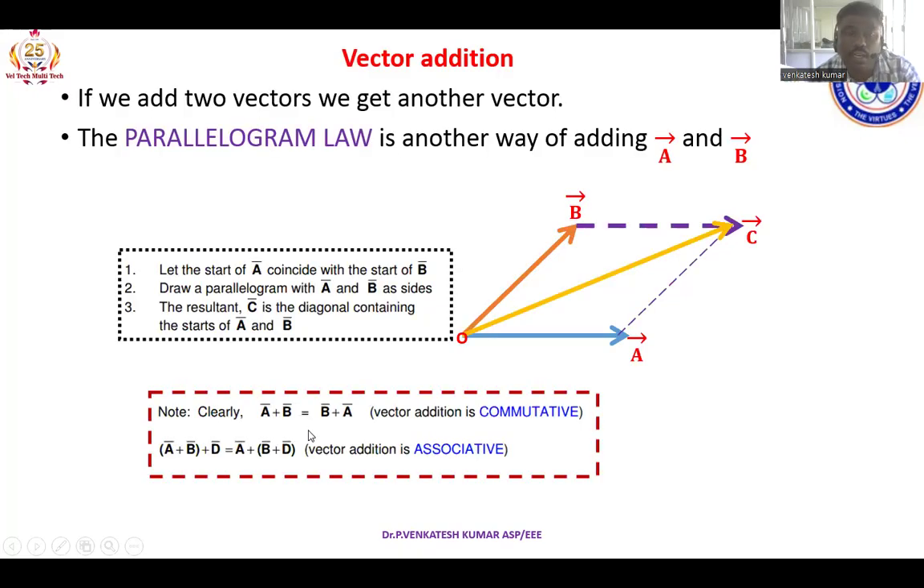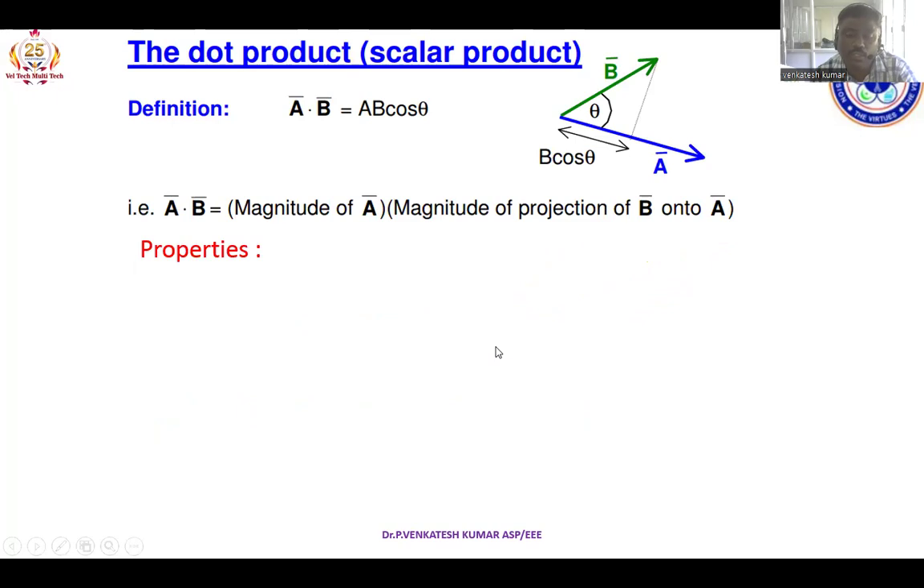From this we can state some properties of vector addition. Vector addition is commutative, which means A vector plus B vector is equal to B vector plus A vector. Vector addition is also associative: (A plus B) plus D is equal to A plus (B plus D). Vector addition obeys both commutative and associative properties. If you are asked what the properties of vector addition are, just note these down. So this is the basic of vector addition.